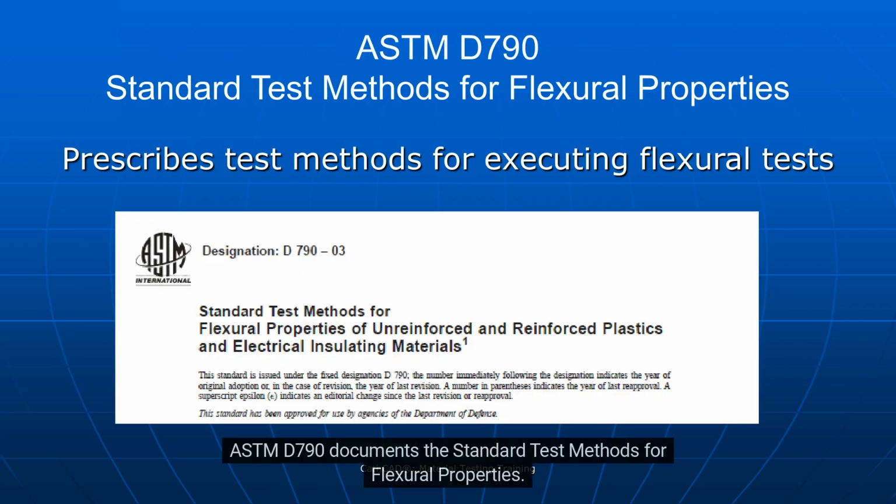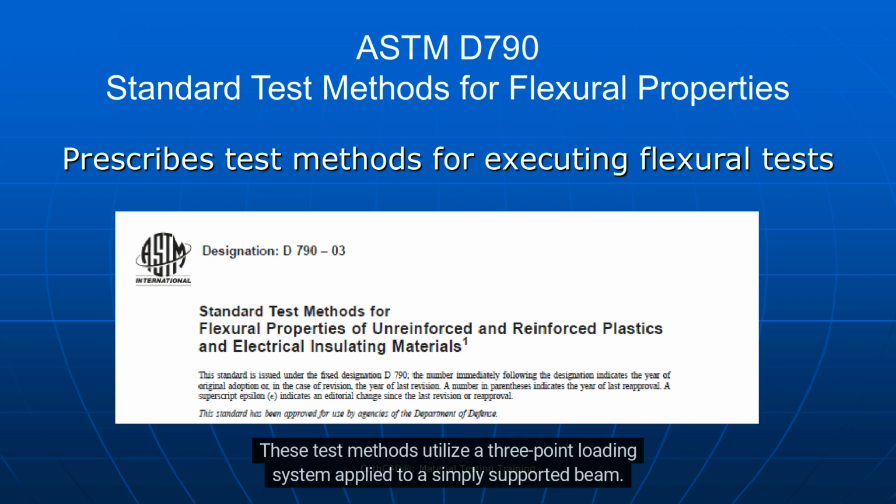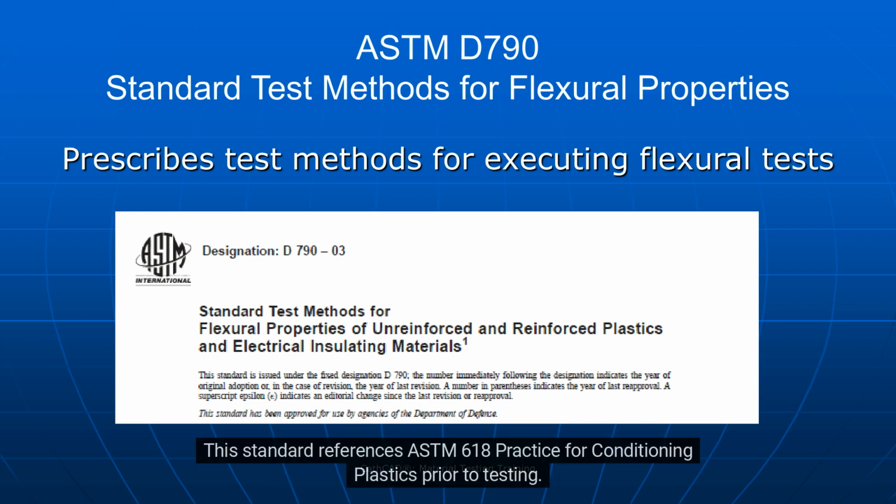ASTM D790 documents the standard test methods for flexural properties. These test methods utilize a three-point loading system applied to a simply supported beam. This standard references ASTM D618, practice for conditioning plastics prior to testing.